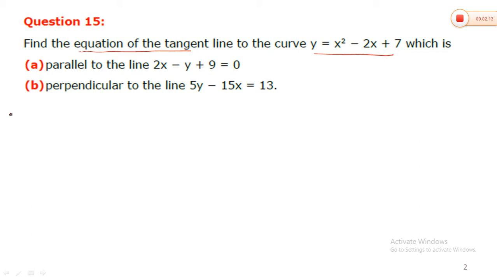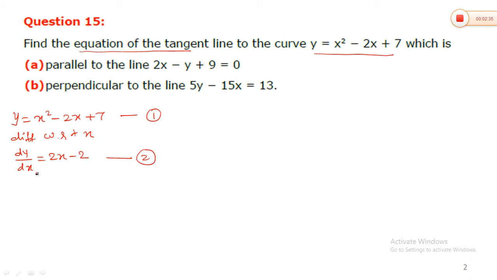So first I will write the given equation. That is y equal to x square minus 2x plus 7. Differentiate with respect to x, dy upon dx equal to 2x minus 2. Let us call this equation 1, and this equation 2.